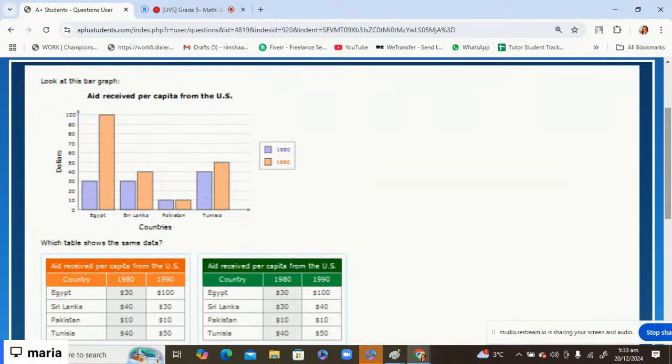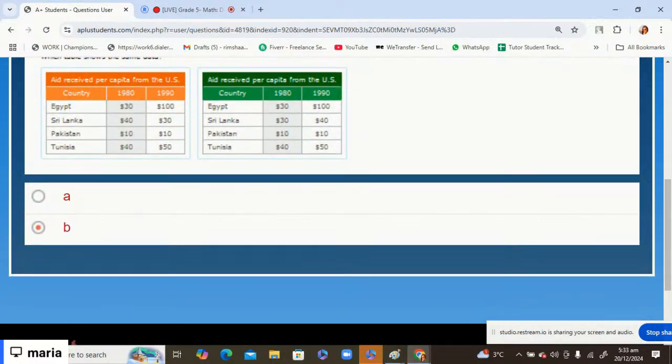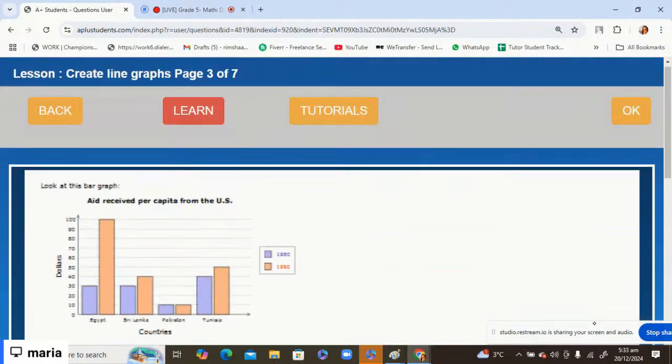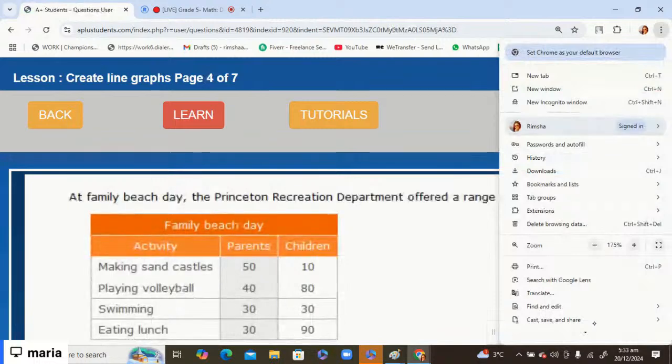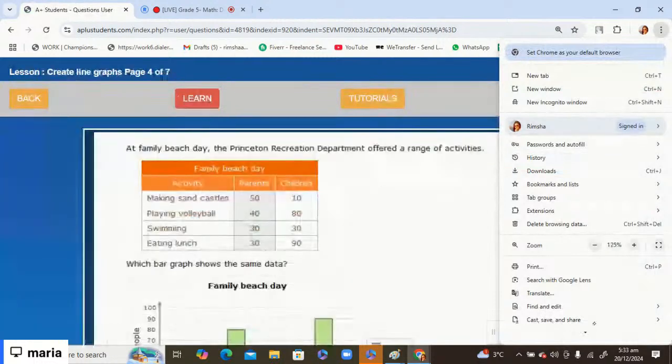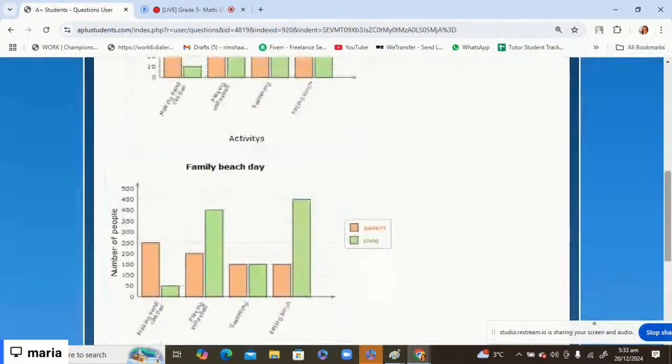Okay, Sri Lanka is wrong in the first one. In the second one, you can see that it's 30 and 40, it's right. Then it's 10 and 10. This is also right. Tunisia is 40 and then 50, this is right. So table B is right as compared to table A. Hope you guys understand this lesson. Now let's do the last question, okay?